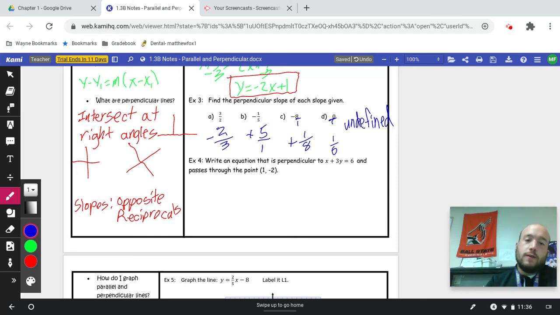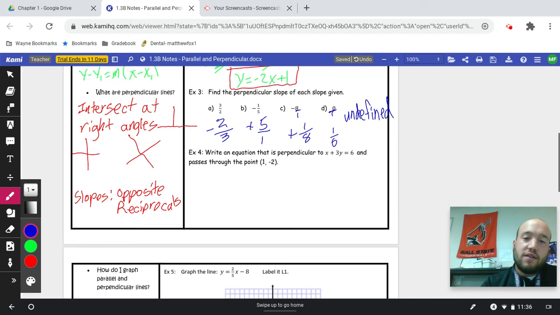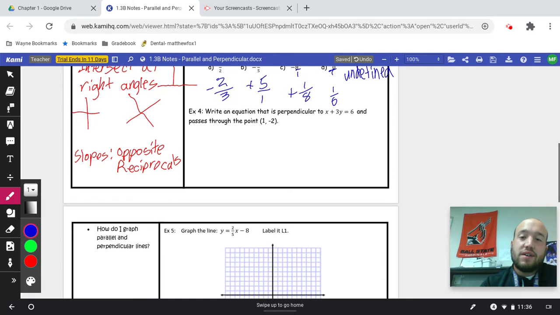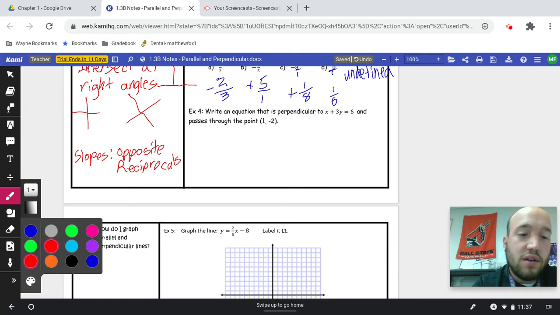All right. So if we look here now, it says write an equation that is perpendicular to x plus 3y equals 6 and passes through the point (1, -2). So the first thing we want to do, once again, is find what our slope is of this initial line. So subtract x from both sides, and I get 3y equals negative x plus 6. I'll divide both sides by 3. Y equals negative 1/3 x plus 2.